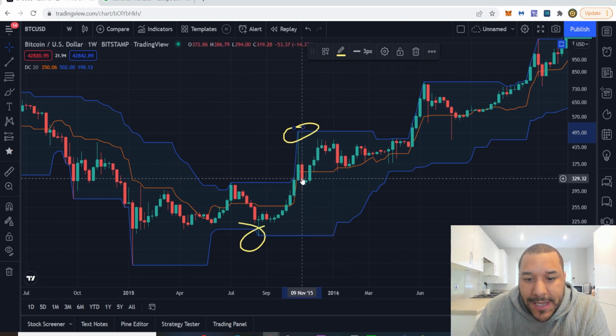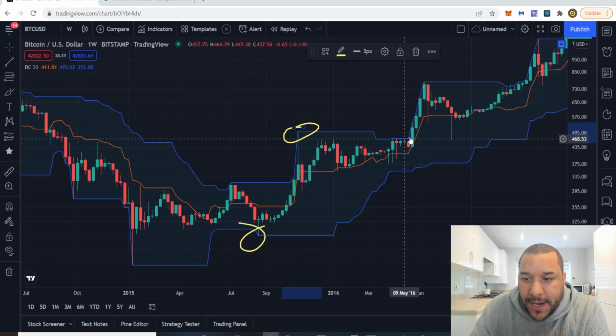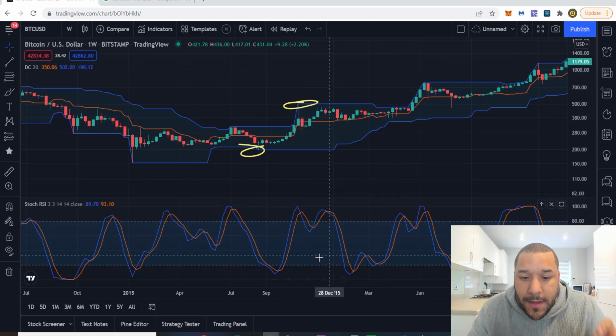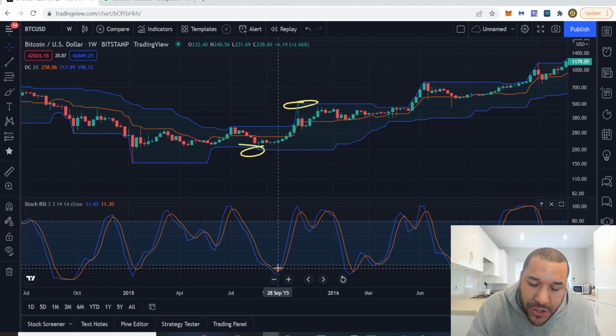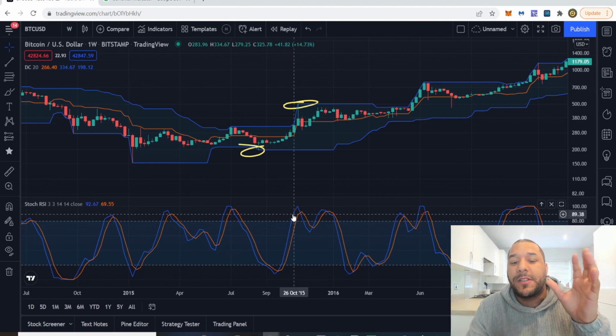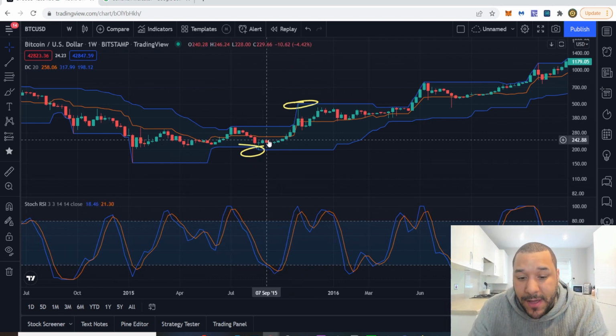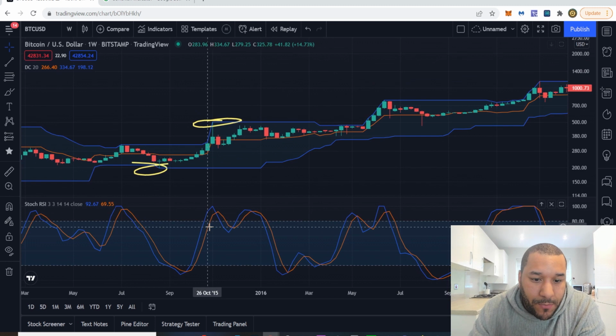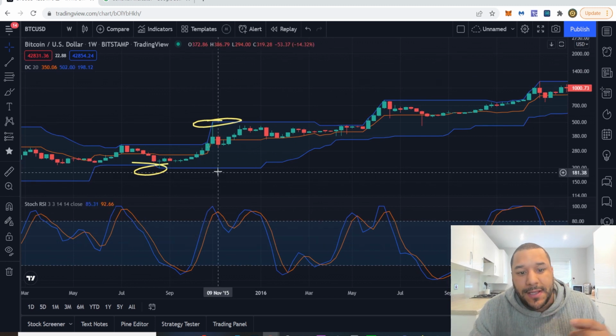Well, you can see here, this orange line is what's going to help you, and on top of that, you need to have the stochastic RSI, because if the stochastic RSI shows bullish momentum upwards, which it does at this time, you know that there's still more power, there's still more move to come up. So that's what I would have been watching. I would have been watching the stochastic RSI. I would have seen that it's quite bullish.